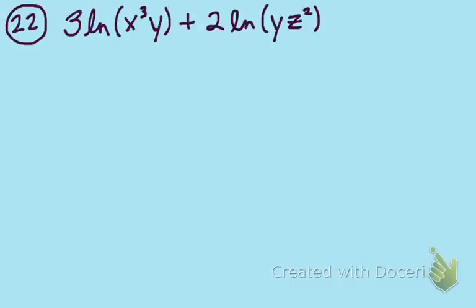Moving right along, we get to number 22. Got a little more going on in this one as well, but it's the same set of directions, the last one in this problem set. So again, when you see a coefficient with a log, you want to think about rewriting it so that that coefficient becomes the exponent of what you're taking the log of.